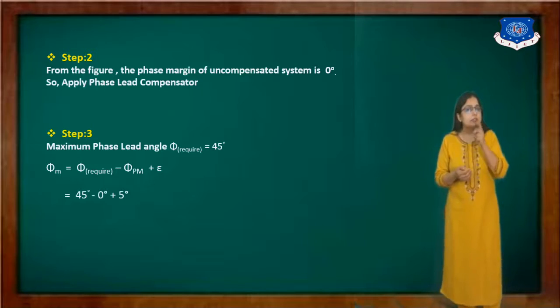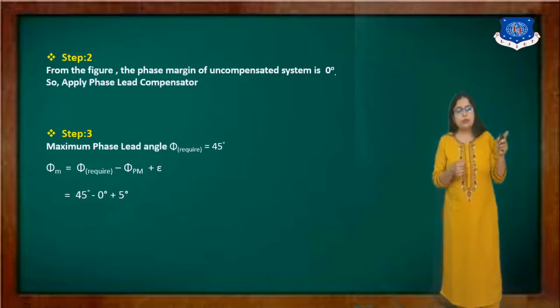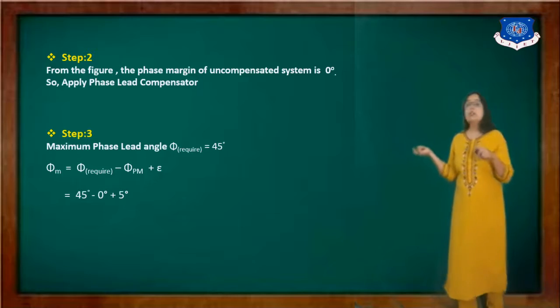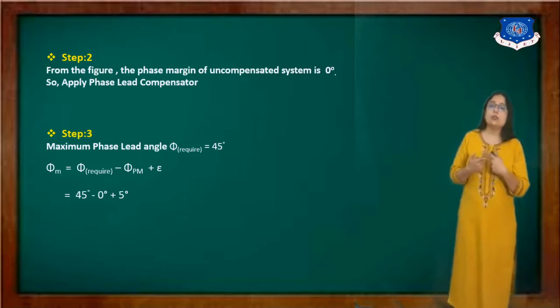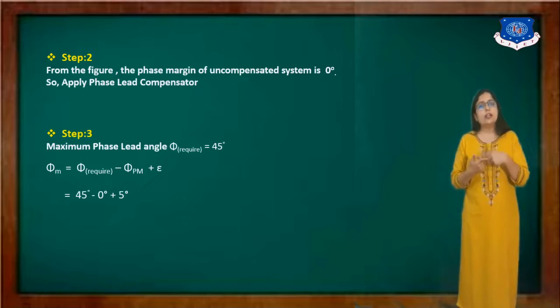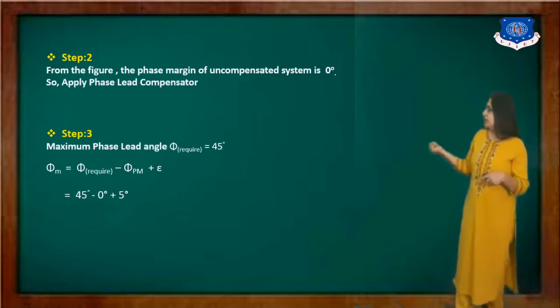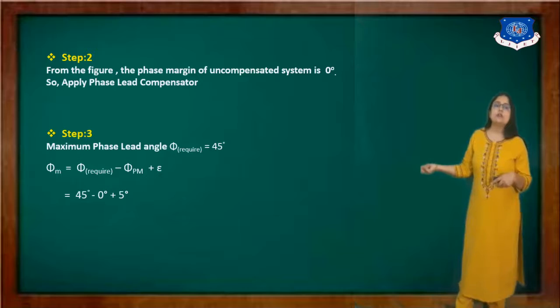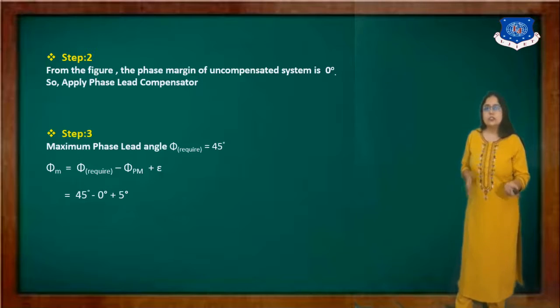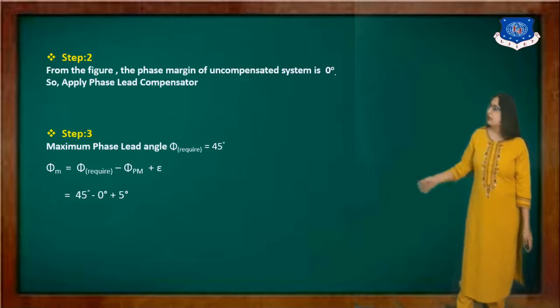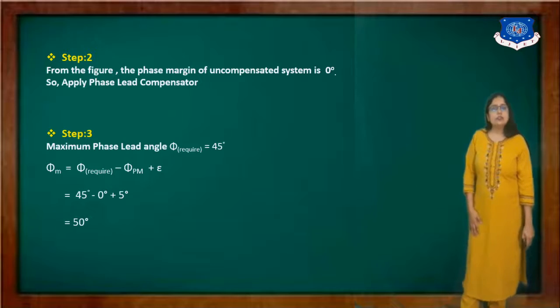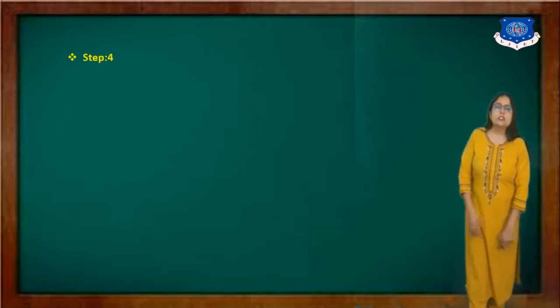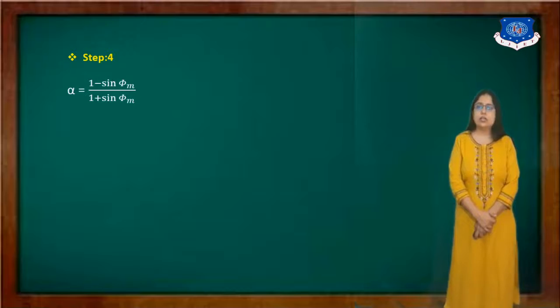And eta, because here you see my slope is minus 40 dB per decade, so I have to take the value of eta between 5 and 10. You can include 5 and 10. Here I'll just take eta equal to 5. You can take 7 or 8, it's alright, no problem. So phi m equals 50. Now based on this phi m, we have to find out the alpha.